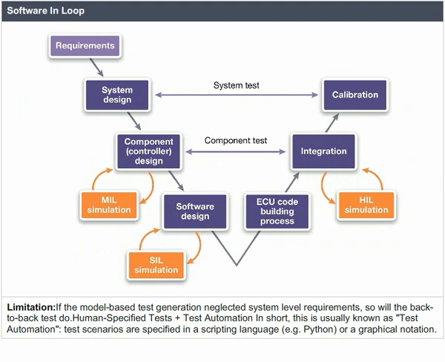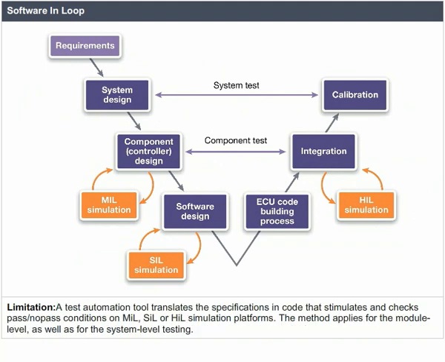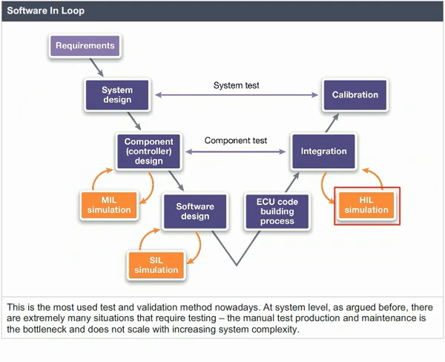Human-specified tests plus test automation. In short, this is usually known as test automation. Test scenarios are specified in a scripting language, for example Python, or a graphical notation. A test automation tool translates the specification in code that stimulates and checks pass or no pass conditions on MIL, SIL, or HIL simulation platforms. The method applies for the module level as well as for the system level testing. This is the most used test and validation method nowadays.